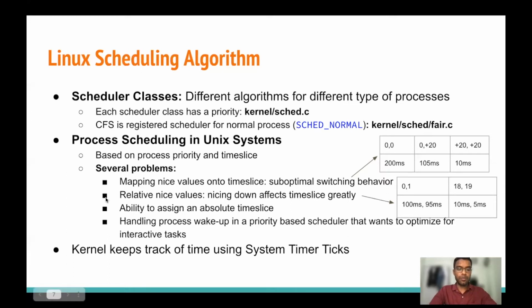And the second problem was relative nice values. When we increase the nice value of a process, the time slice it gets is affected very much. Here I have given two examples. If we increase the nice value of a process from 0 to 1, then its time is reduced from 100 to 95. But on the other hand, if we increase the nice value from 18 to 19, then it is decreased from 10 to 5. That is almost half of the earlier time slice value. So it was also a problem in the Unix system.